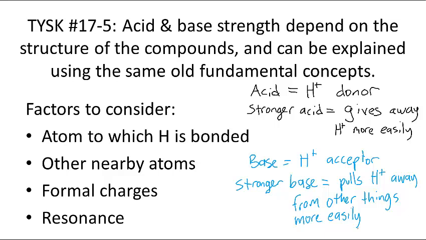And one other thing that you're going to want to know is that we have an actual measurement. It's an equilibrium constant that we measure to measure just how strong an acid is or just how strong a base is. And so Ka is what we call our measurement of acid strength, and Kb is our measurement of base strength.